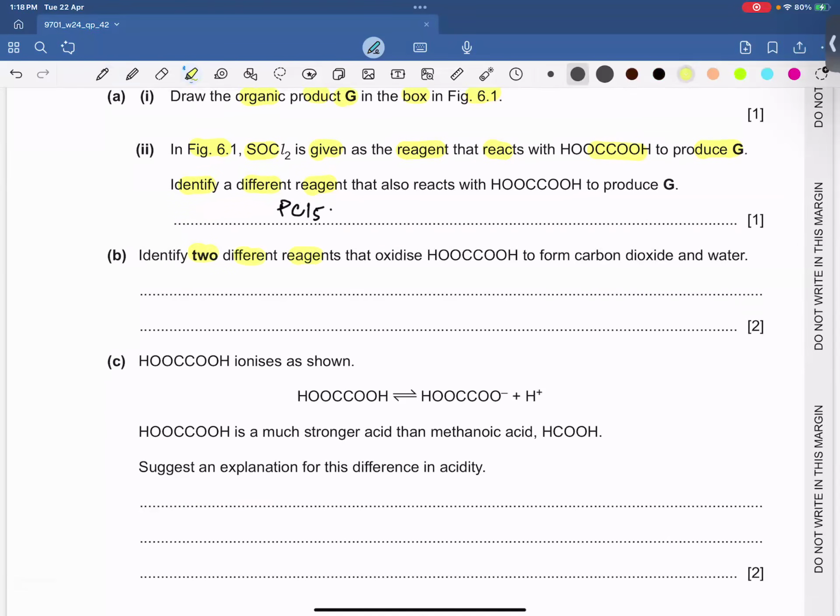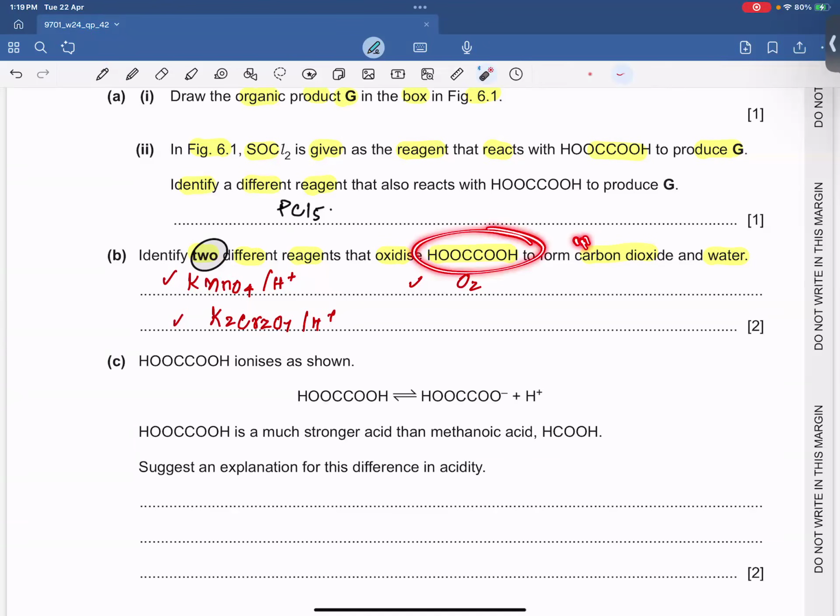Identify two different reagents that oxidize this into carbon dioxide and water. Examiner is looking for two different oxidizing agents. So I believe the first one is KMnO4 in the presence of acidic medium. The second one is K2Cr2O7 in the presence of acidic medium. That's my first, that's my second, and that's my third: oxygen, because oxygen is an oxidizing agent also. And this compound is a reducing agent, so it can react with an oxidizing agent.